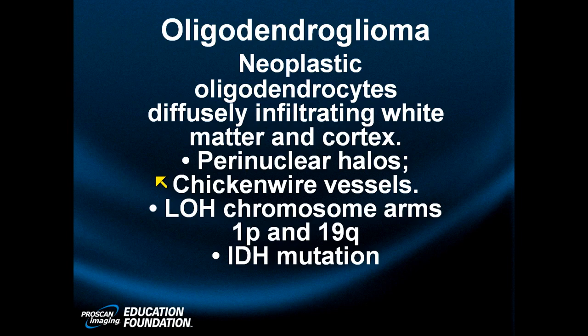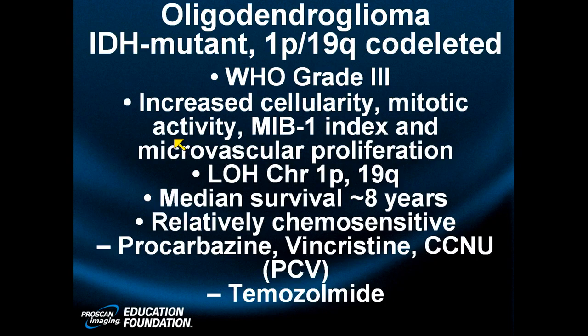Neoplastic oligodendrocytes diffusely infiltrate the white matter and the cortex, and they produce what's called perinuclear halos. The vessels, both under the microscope and sometimes on high-resolution MRI, look like chicken wire vessels. The chromosome arms that are involved are 1p and 19q as a deletion. And there's an IDH mutation, as there is with almost all brain tumors. Isocitrate dehydrogenase mutation.